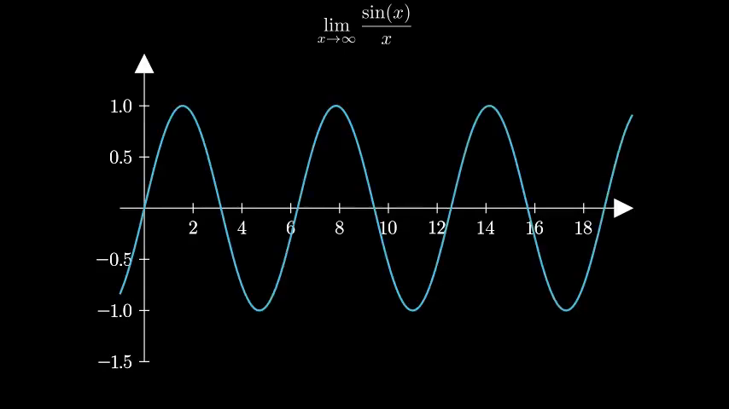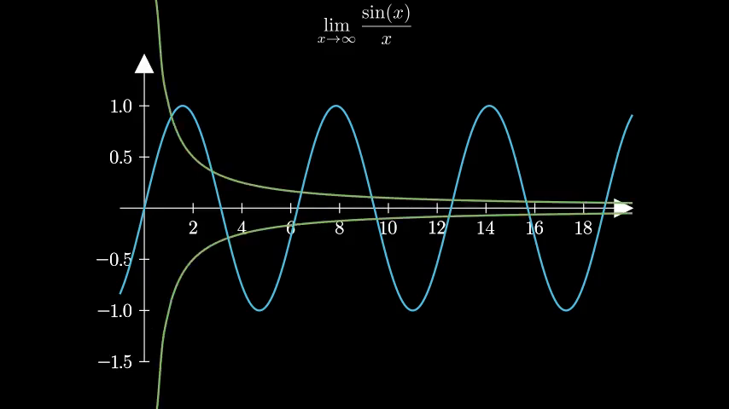The blue curve shows sine of x, which oscillates between -1 and +1. The green curve shows 1 over x, which approaches 0 as x increases. Now, let's look at sine x divided by x. This red curve shows our function sine x over x. Notice how it oscillates between the positive and -1 over x curves, getting smaller and smaller as x gets larger.